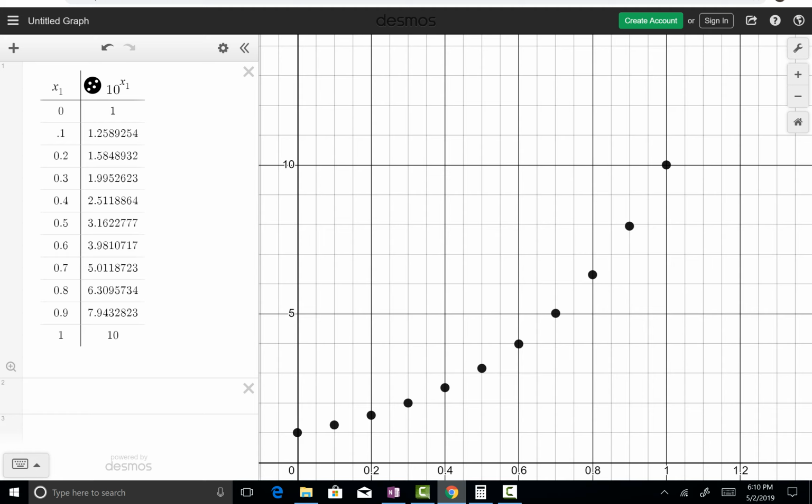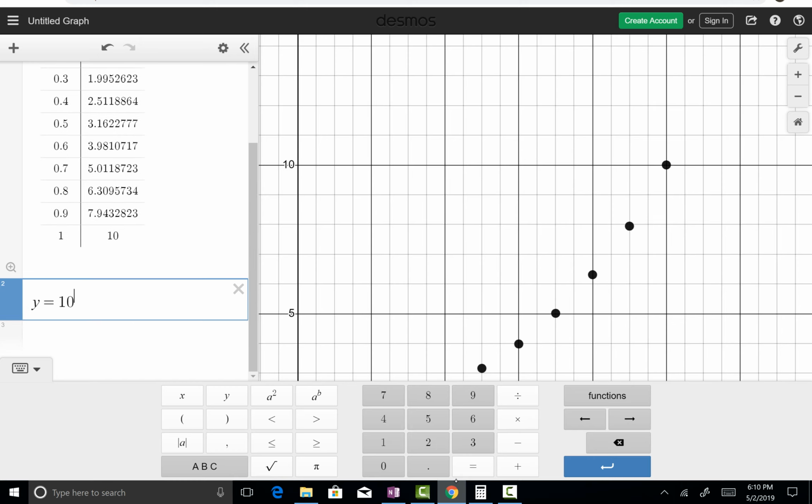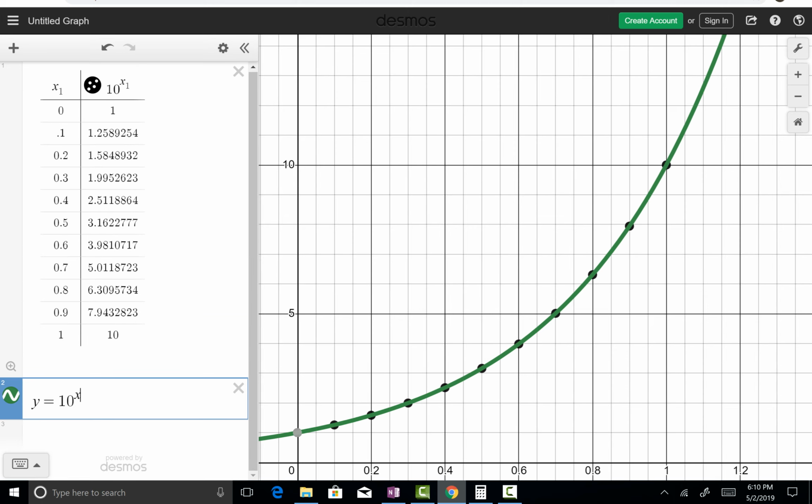That's what we talked about last week. If I wanted to, I could type y equals 10 to the x, and ta-da, there it is. So there's my exponential curve, 10 to the x.